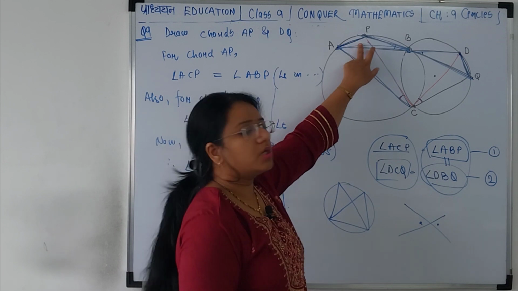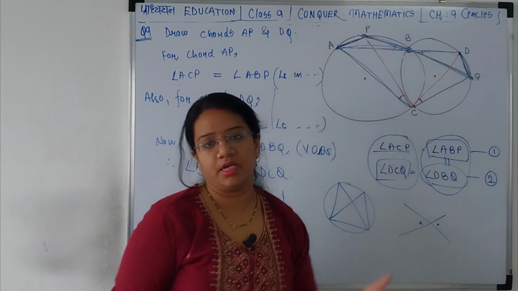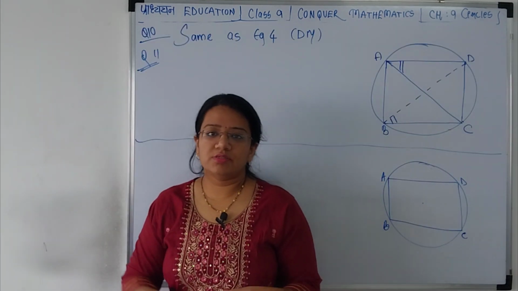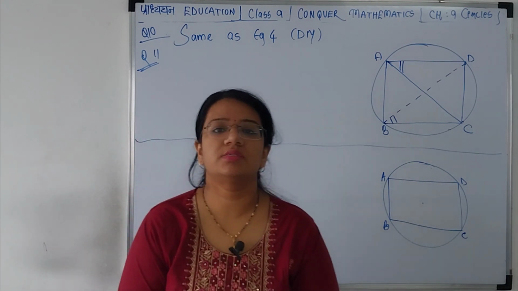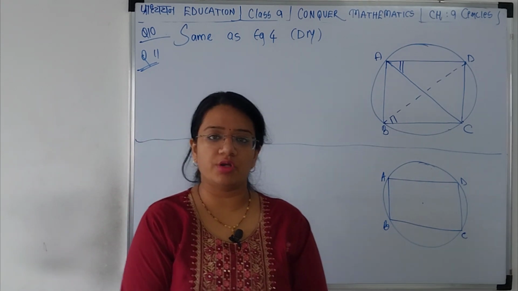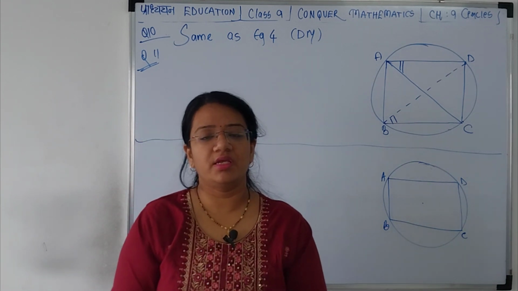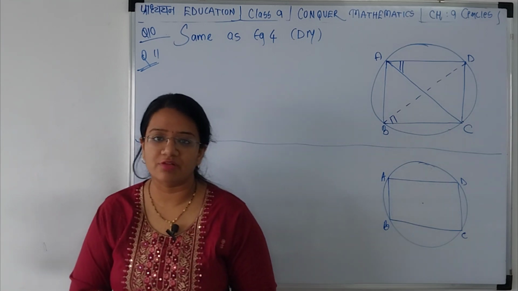Even if you don't draw the chords, you can directly say कि arc AB and arc DQ. Okay, that does not make any difference. Alright, so as you can see, question number 10 is exactly the same as example number 4. So that is your do-it-yourself question. देखना, try करना, very easy, very basic, same है example 4 की तरह. So do it yourself. Okay.